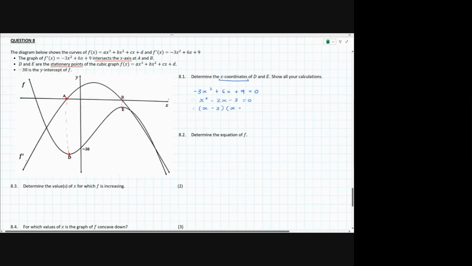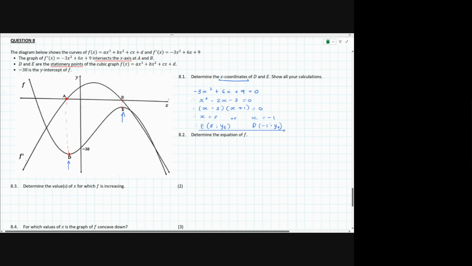(x minus 3)(x plus 1) equals 0. And so x is equal to 3 or x is equal to -1. This was the question I was thinking of earlier. It said the coordinates of D and E. So now you actually kind of need to tell me which one's which. Look at where D is. D is clearly where x is negative. So -1 and then some y coordinate for D. E is clearly where x is positive. So E will be at +3 and some y coordinate of E.